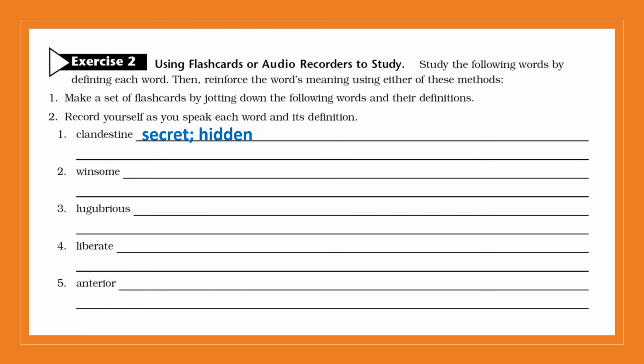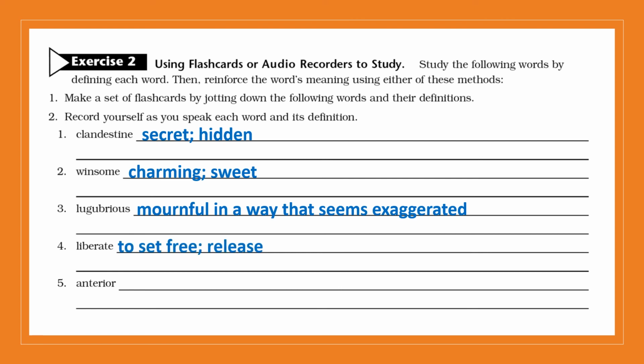Number 2, winsome, meaning charming or sweet. So you can apply either of these two techniques we talked about. Number 3, lugubrious, meaning mournful in a way that seems exaggerated. Number 4, liberated, meaning to set free, release. And finally, number 5, anterior, meaning at or toward the front.